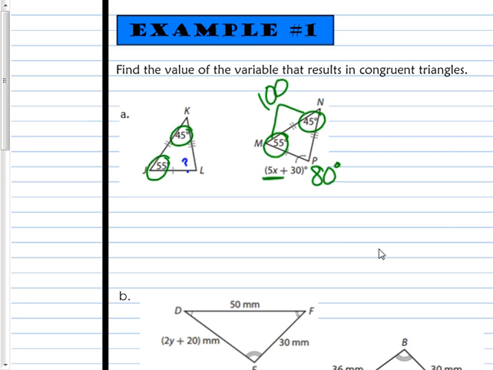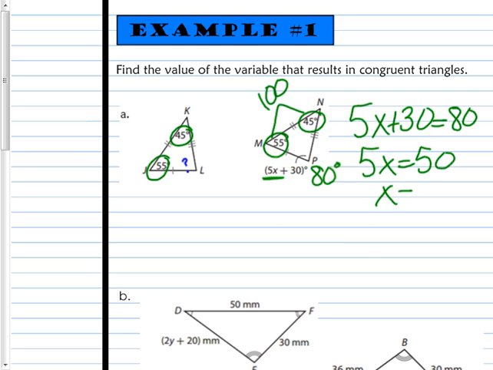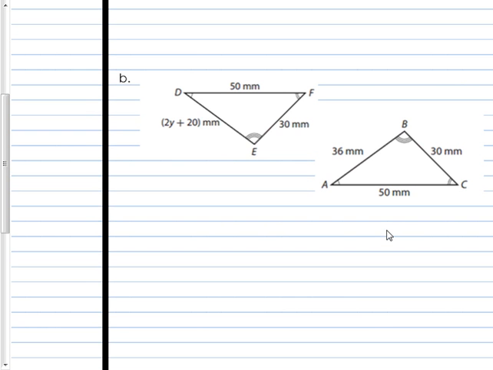But that's not what x is. So 5x plus 30 equals 80. 5x equals 50, x equals 10. Okay? So in this question, we're basically just solving for x, even though the question was worded slightly different. But down to example B, we're looking for the value of the variable that would result in congruent triangles.